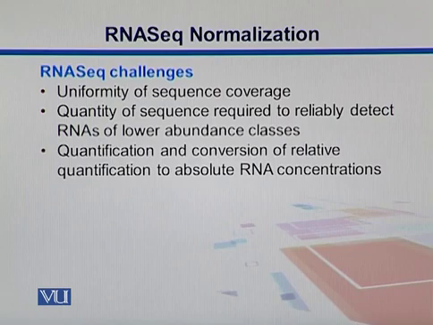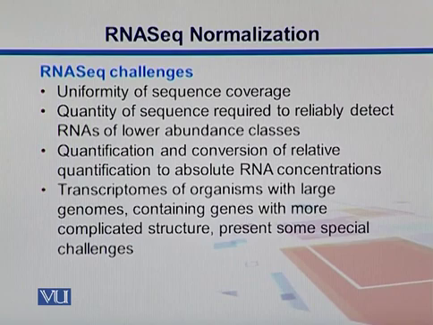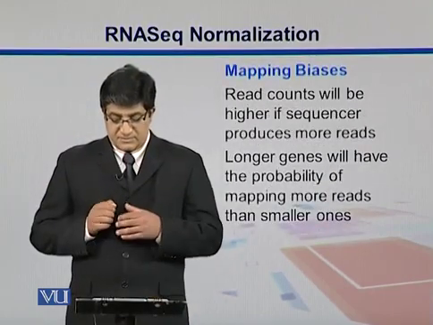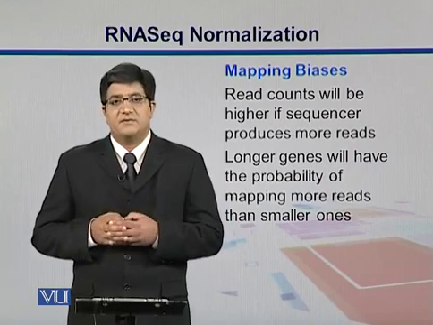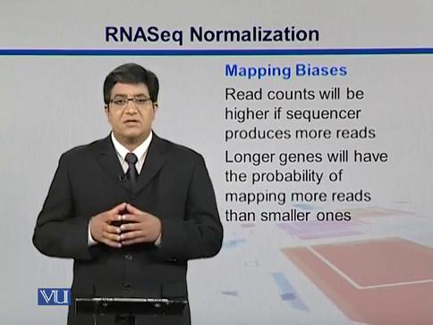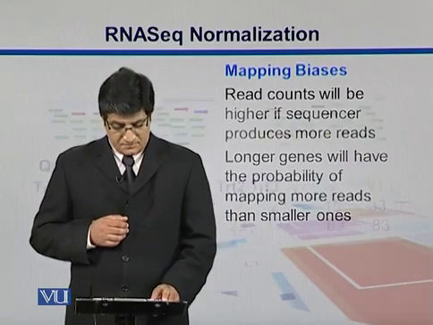The quantification and conversion of relative quantification to absolute RNA concentration is also an important challenge. Transcriptomes of organisms with larger genomes containing genes with more complicated structures also pose some special challenges to this analysis. The read counts will be higher if sequencers produce more reads, and we have said earlier that longer genes will get more reads hitting them, so we need to account for these mapping biases.